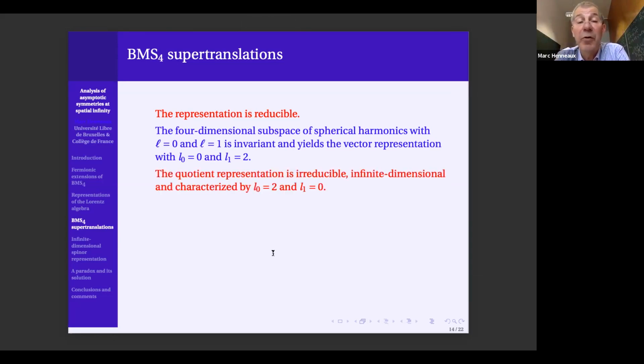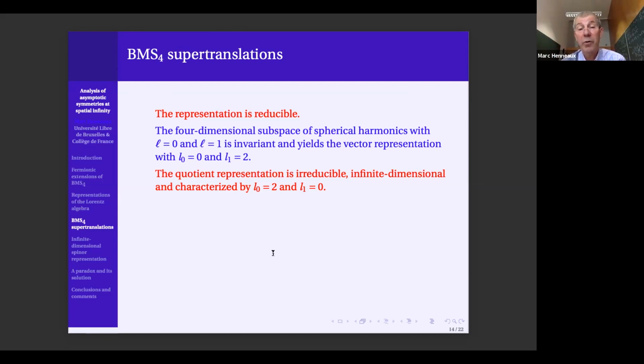And then the quotient representation. If you quotient the full BMS4 super translation representation by this invariant subrepresentation, you find that the quotient representation is irreducible and infinite dimensional. It starts at SO(3) spin 2, and then it goes on forever. The reason why it goes on forever: you can compute the other parameter, L1 is equal to 0, and L1 does not differ from L0 by a non-negative integer. So it never stops. It's infinite dimensional, and this we know very well. These are just the higher order spherical harmonics.